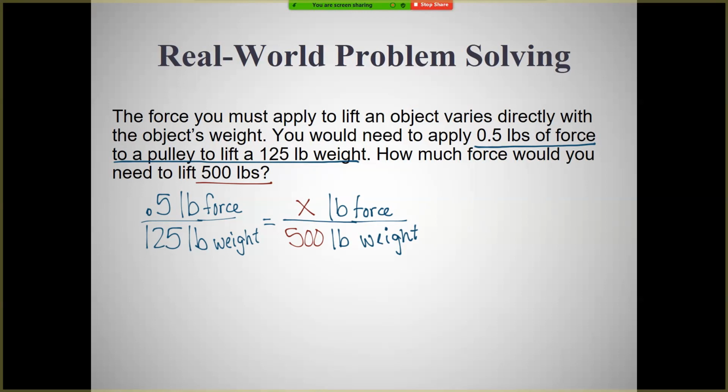So with this one, I'm going to cross multiply. I'm going to multiply these two together. 125 times x is 125x. 500 times 0.5 is 250.